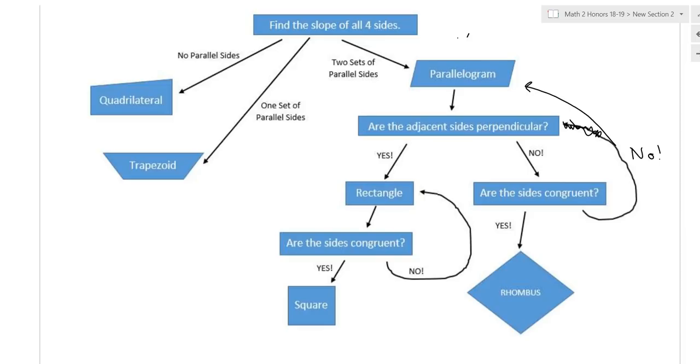So if we know it's a parallelogram, it can still be other things. So we have to ask ourselves the next question. Are the adjacent sides perpendicular? So do they form a right angle?